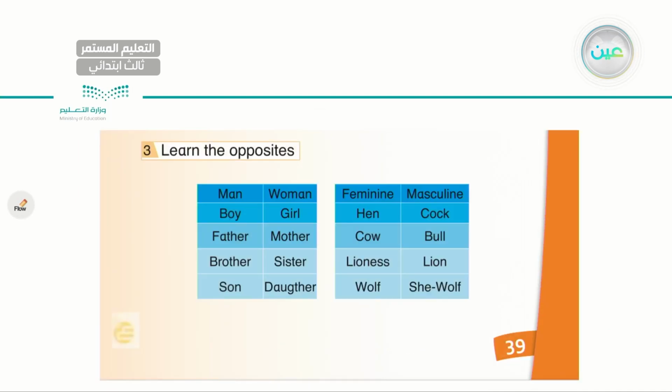Now, this is the lower part of page 39. Here we have the opposites. Let's go ahead and learn all the opposites that we introduced earlier in this lesson. Man, woman, boy, girl, father, mother, brother, sister, son, daughter, feminine, masculine, hen, cock, cow, bull, lioness, lion, wolf, she-wolf. So here are all the opposites that we have.